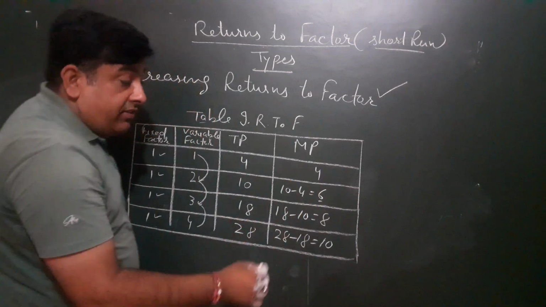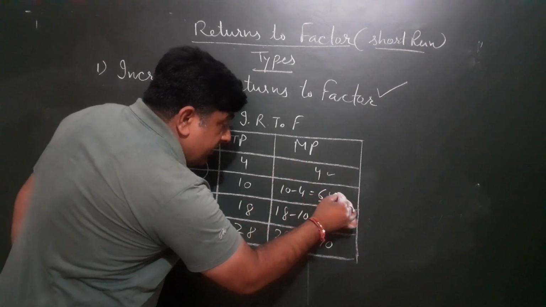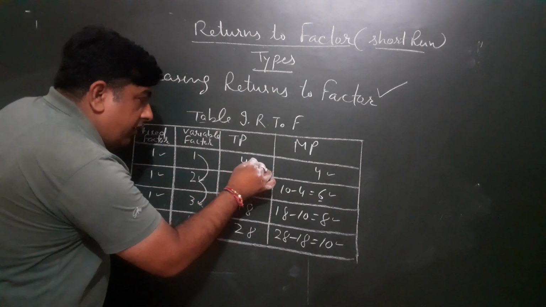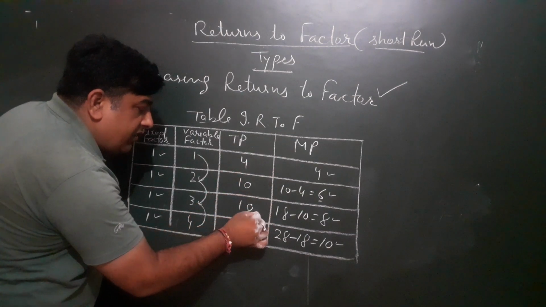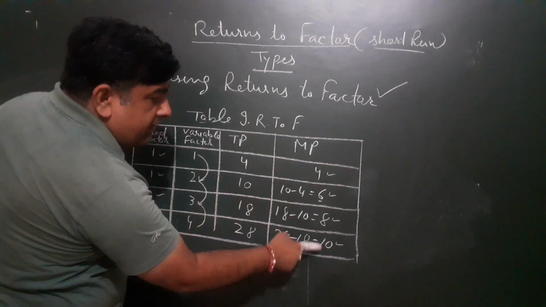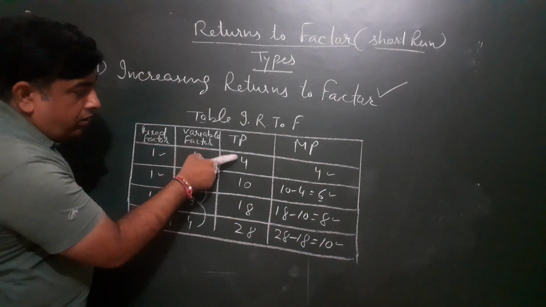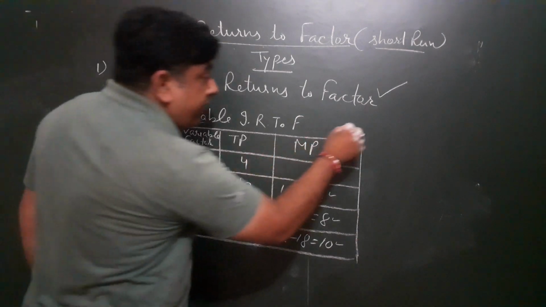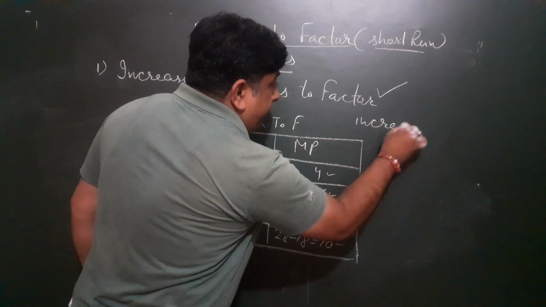You can see that marginal production is increasing and the total production is also increasing at increasing rate. When MP is increasing, then total production is also increasing, but also at increasing rate.